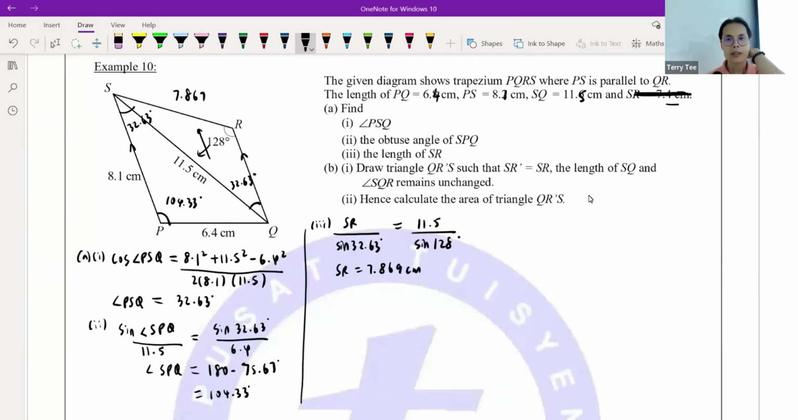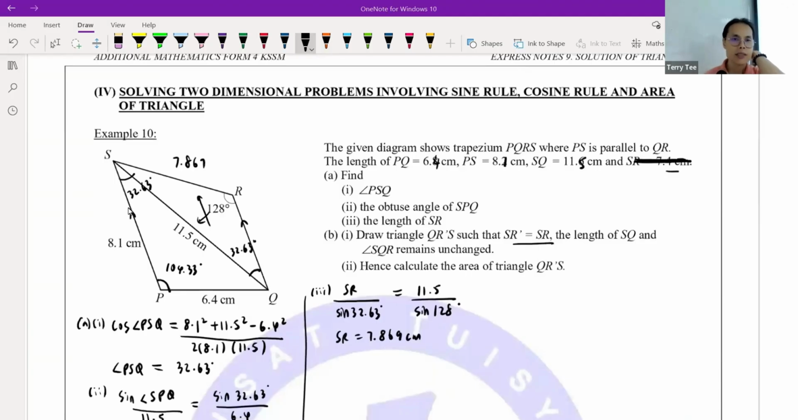7.869. Okay, now next they say draw another triangle QRS such that SR equals SR prime, and the length of QS and angle SQR remain unchanged. So that means we have to flip it outside, right? Yeah, remember, this is already obtuse. Let me move out a bit. I need to flip it outside. Extend this line a little bit.